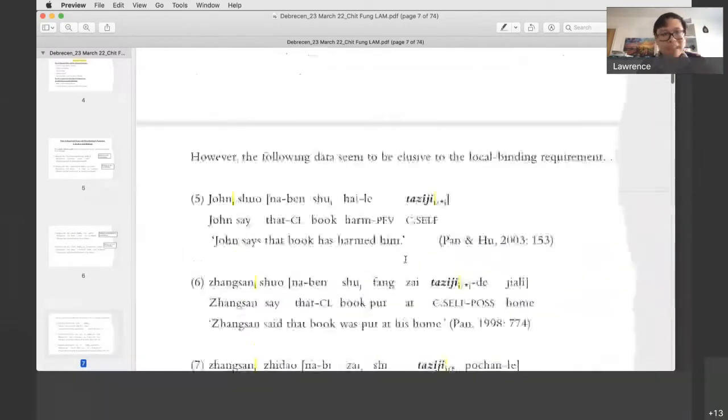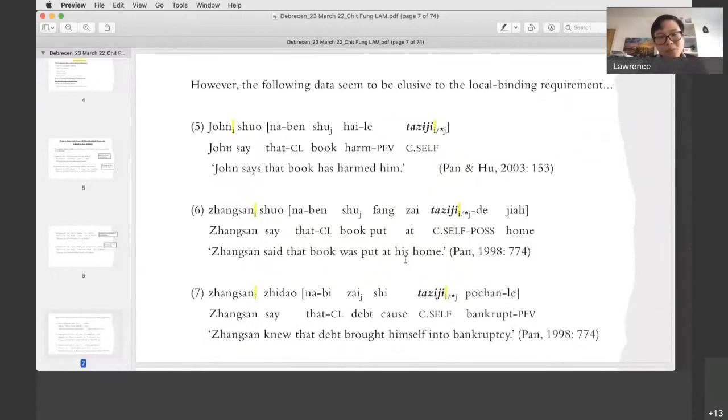Most Chinese linguists would agree that the complex reflexive conforms to local binding. But at the same time, we also noticed some data that seem to suggest that it is elusive to the local binding requirement. So what are the data here? For example, in example 5, John says that the book has harmed him. Instead of him, we use himself. John said that the book harmed himself.